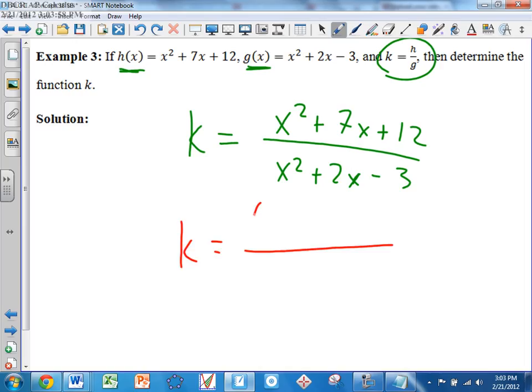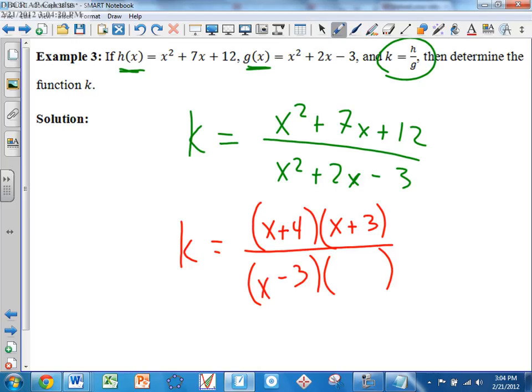Somebody give me the factors of the numerator, please. X plus 4, x plus 3. Very good, Leslie. Absolutely right. Denominator. X minus 3, x plus 1. X minus 3, x plus 1. No. X plus 1, x minus 1.